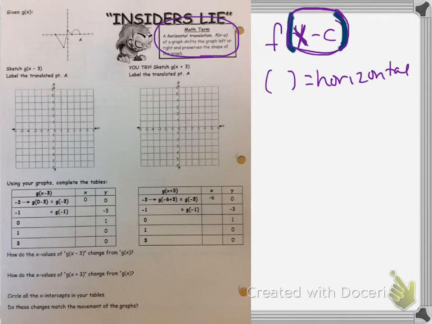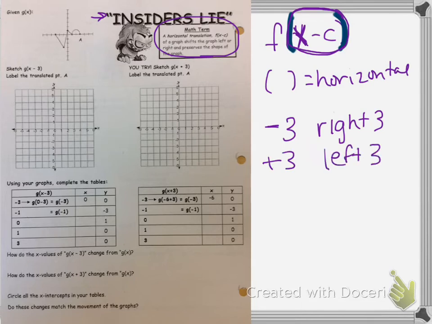The other thing you need to remember is that it says here insiders lie. So even though it's -3, that means we're actually going to go to the right 3. If it's a +3, we're actually going to go to the left because insiders lie. Because our original equation says the opposite of whatever this constant value is.